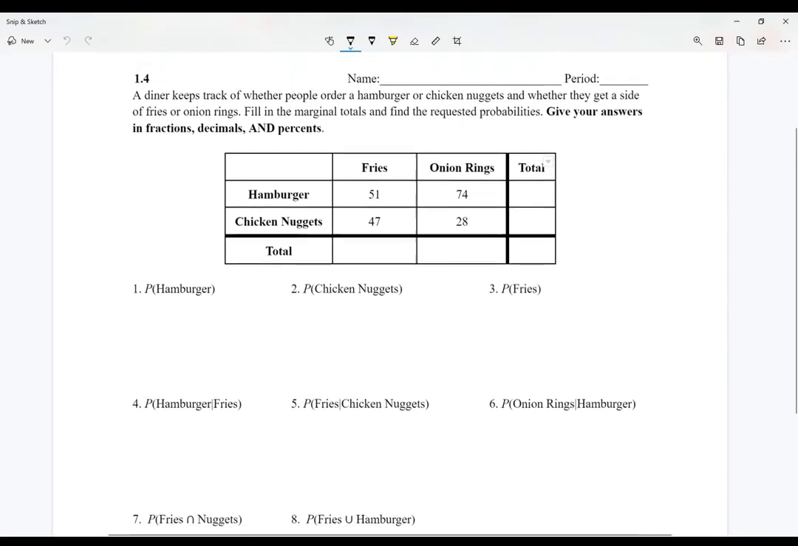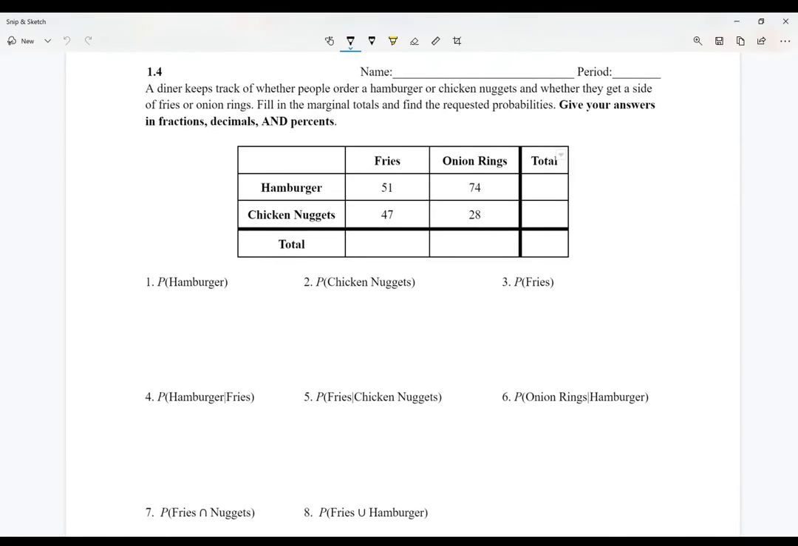Hi. Today we're going to talk briefly about some things that are going to be on the test. What are some things that you need to know how to do? What are some probabilities you need to know how to calculate?